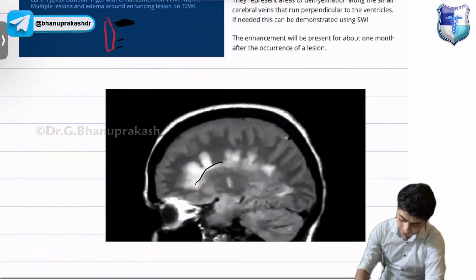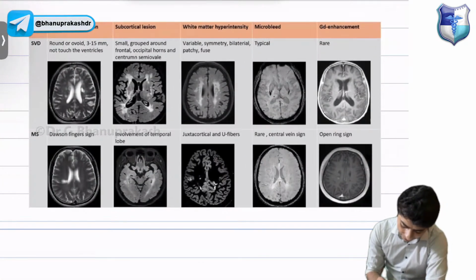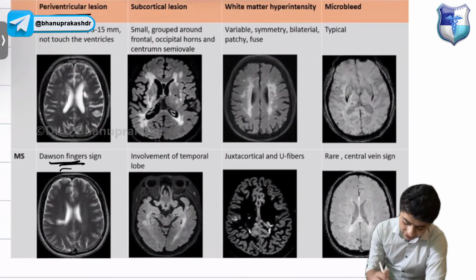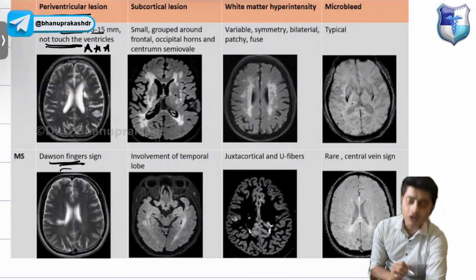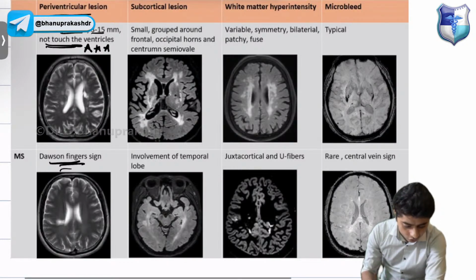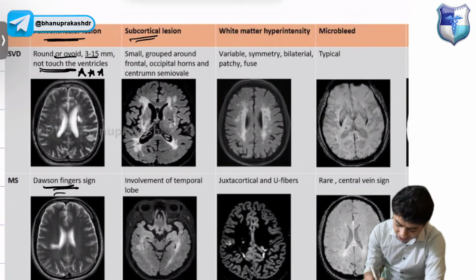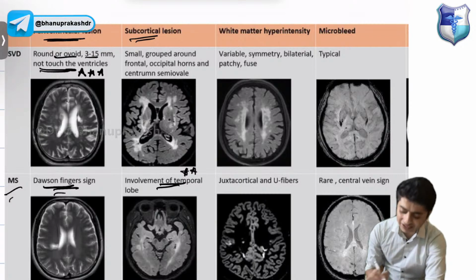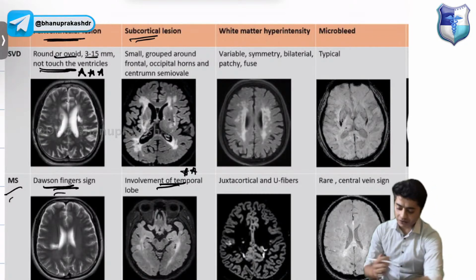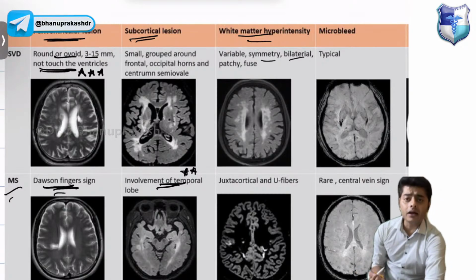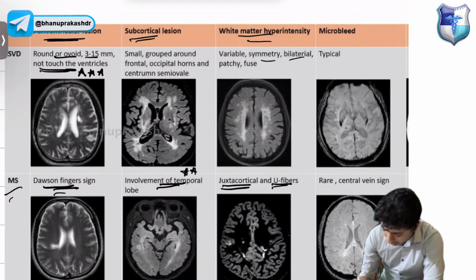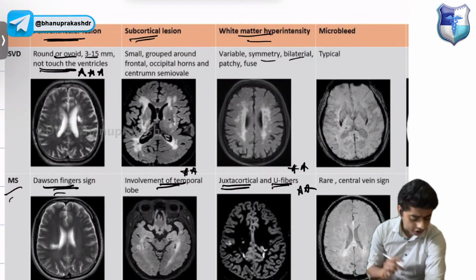Just see the other diagram. See this. These are periventricular lesions. In MS, they are Dawson's fingers. But in small vessel disease, they are around 3 to 15 mm and are not touching the ventricle. When we come to the subcortical part, it can be in both SVD and MS, but in MS it involves the temporal lobe, which helps us differentiate it from small vessel disease. When we come to white matter hyperintensity, it can be variable, symmetrical and bilateral, but in multiple sclerosis it is juxtacortical and U fiber.